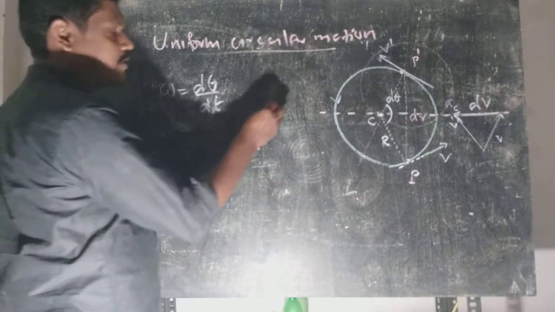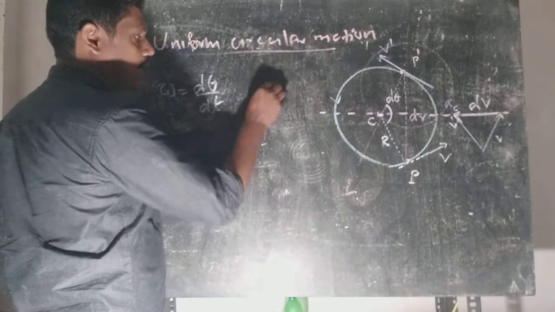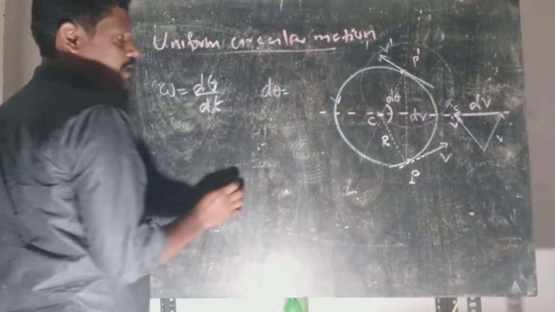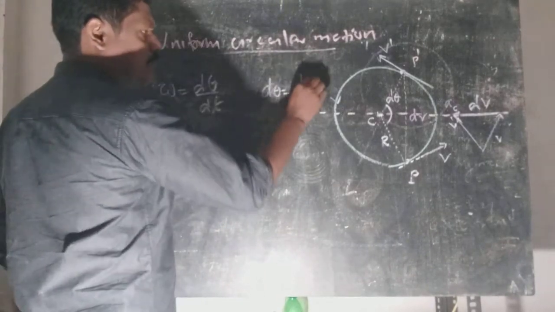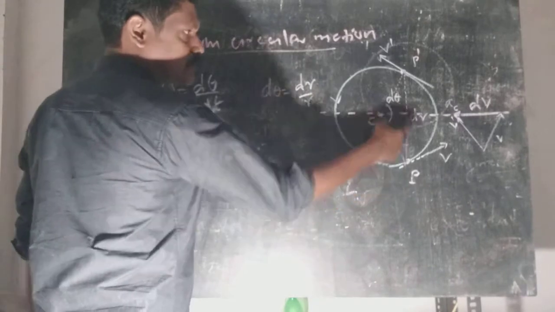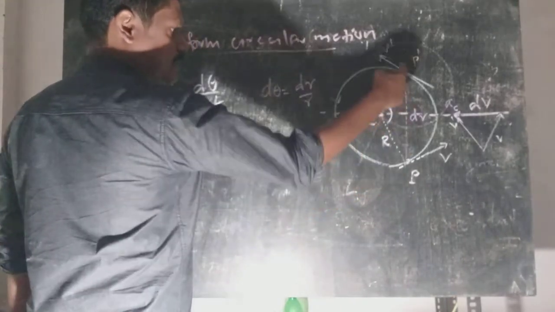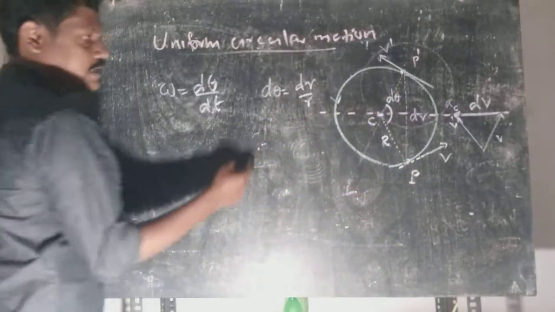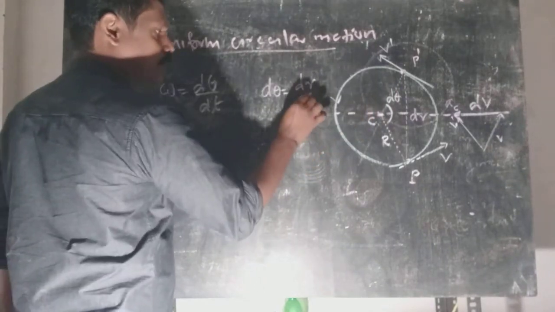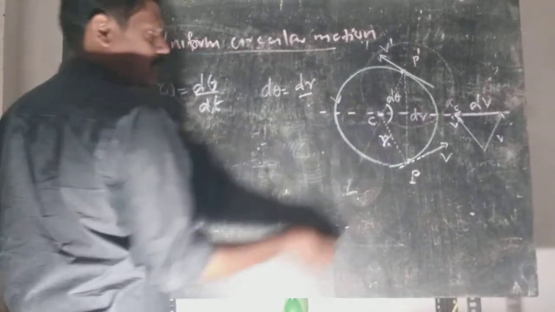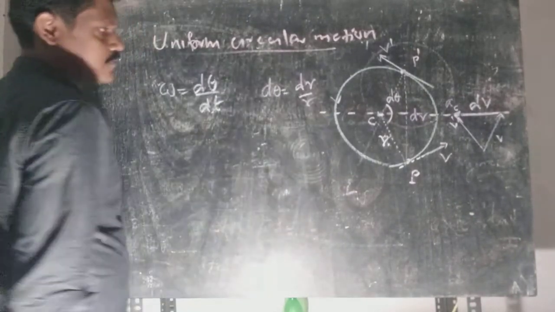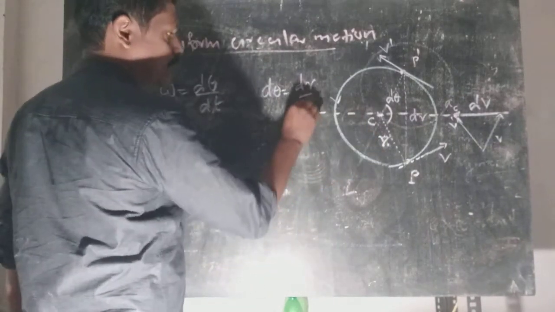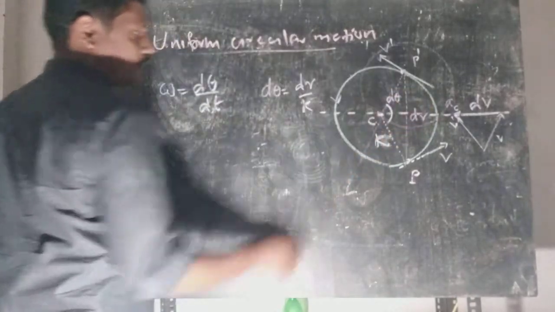See, we have once discussed that plane angle equals arc length by radius. This is the arc length. The arc length from P to P dash is dr, and the radius, let it be equal to r, small r. Radius of the path is r. Okay, and capital R we are taking as capital R itself. Don't get confused with that.